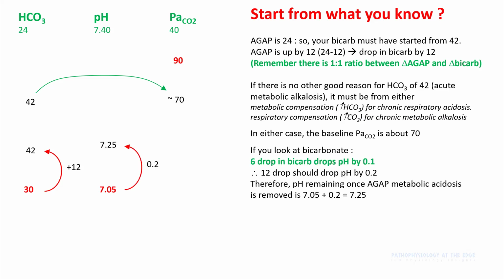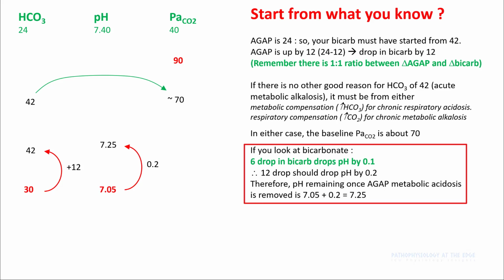And this we have calculated because change of 6 of bicarb should result from 10 change of PaCO2. If you look at the bicarb, you realize that loss of 6 of bicarb should drop your pH by 0.1. So loss of 12 of bicarb should drop the pH by 0.2. So if you corrected this patient's anion gap acidosis, his pH would increase to 7.25.